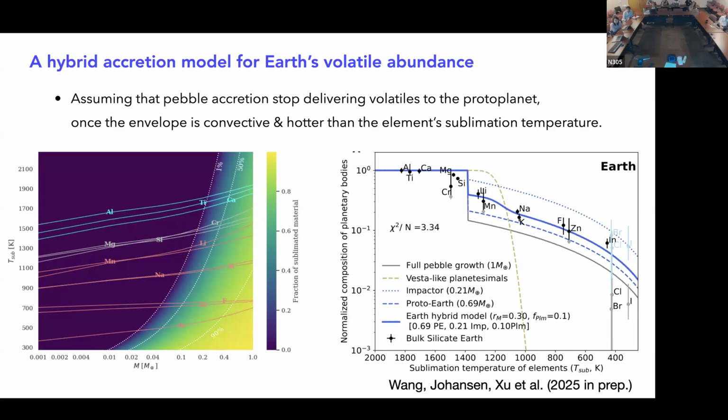So this is our collaborator. We're assuming this and getting this 1D model, applying it to different elements, and then they get this very nice model assuming pebble accretion, the gray one. They also combine this pebble accretion model with the planetesimal formation model, which is the dashed yellow one, and then a giant impactor model, which is the dotted one. Applying all three accretion models, they can get a very nice match with the Earth data point. So this may tell us that the Earth was formed by a hybrid accretion pathway of all of these accretion processes.